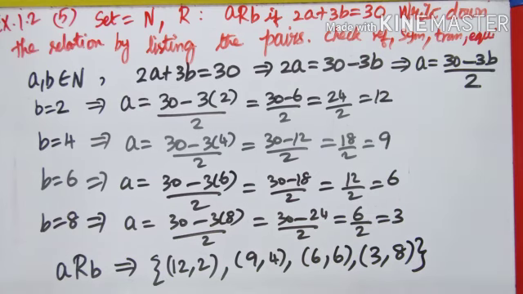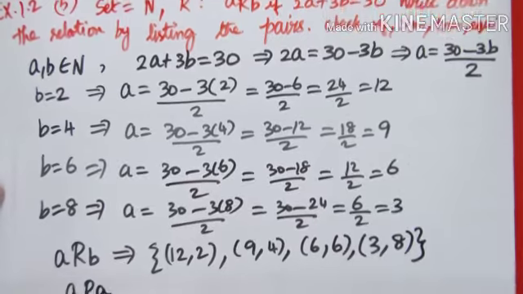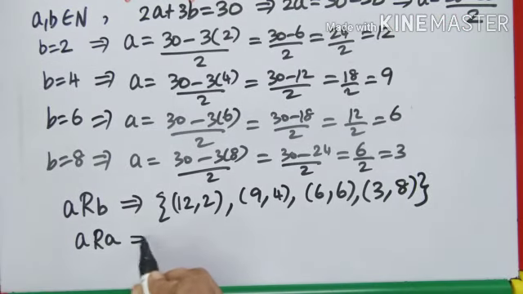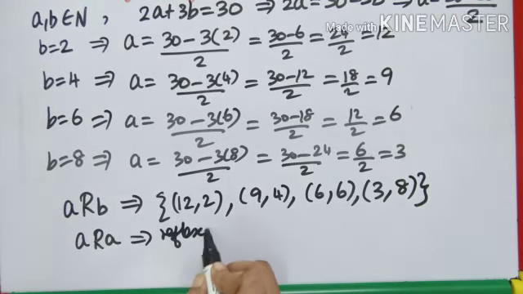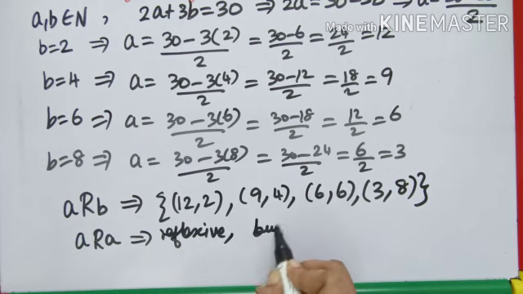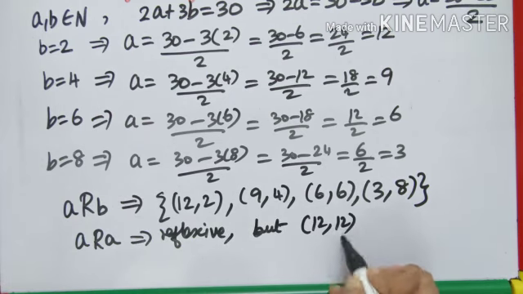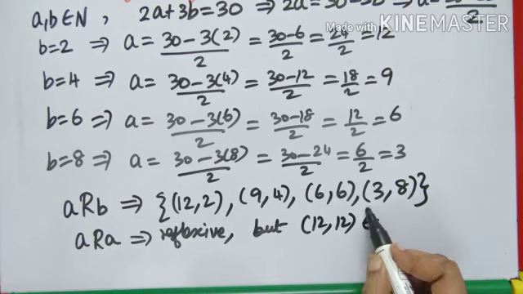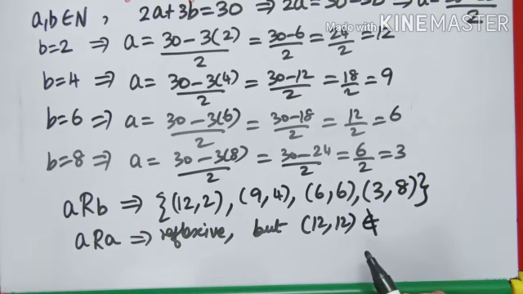So let us see. 12, 12 is present. What do you mean by reflexive? That number should come with that number itself. A related to A implies it is reflexive. But here 12, 12 is not in the set. So 12, 12 is not in the set, implies it is not reflexive.